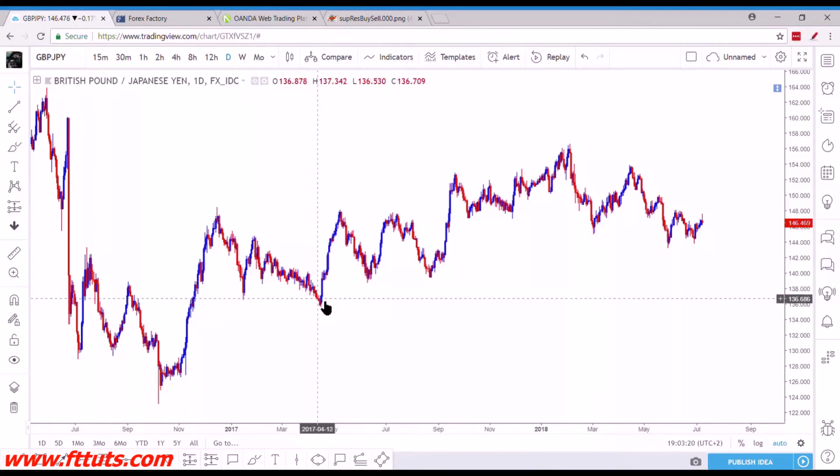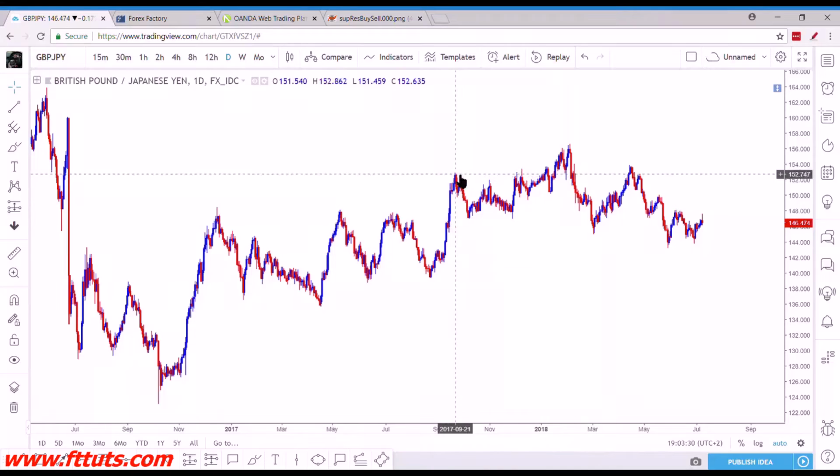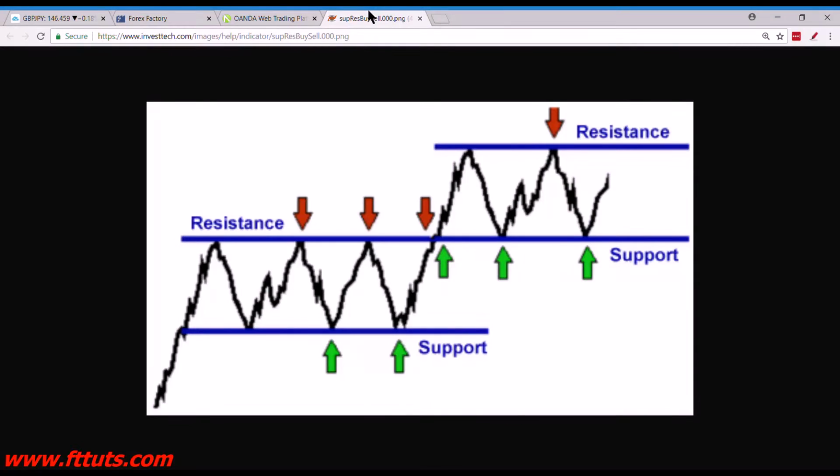Well, a support is when price goes down, finds support and reverses. Simple. Resistance is the opposite. So price goes up, finds resistance and goes back down. So here's an image so you could really understand it.